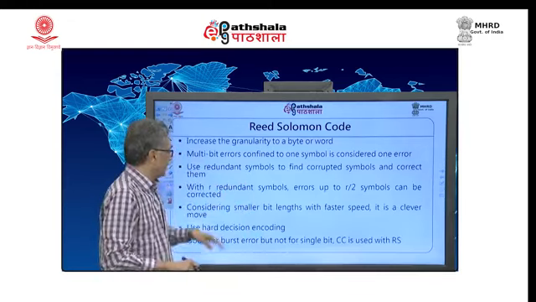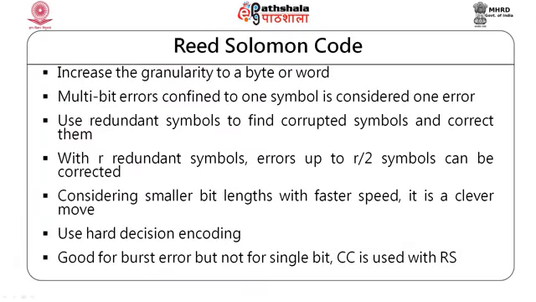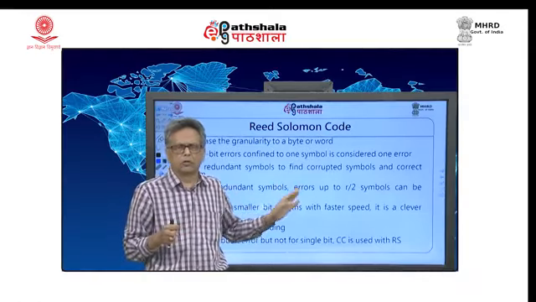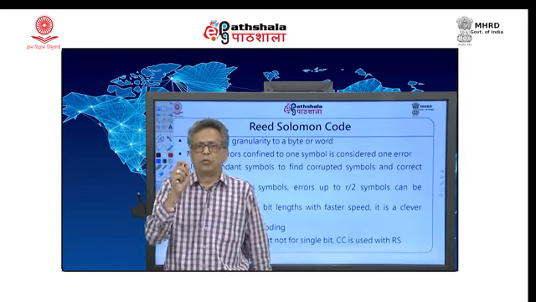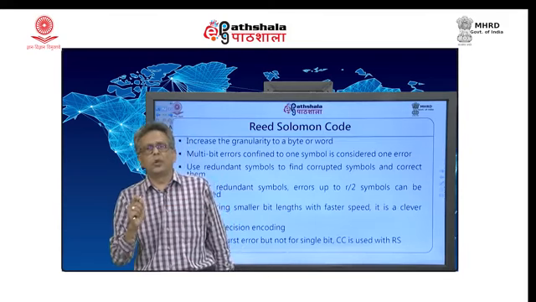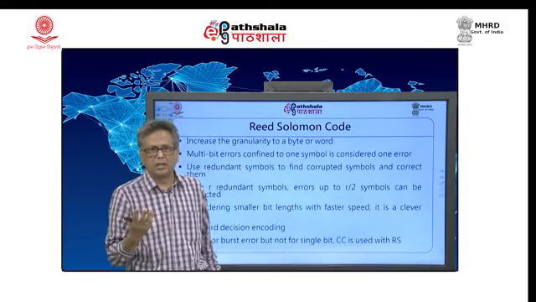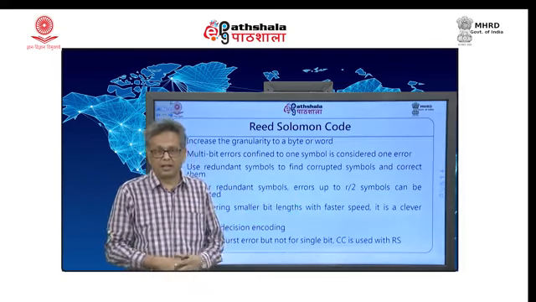Okay. And if you have total R symbols, you can correct R by 2. For example, if you have 32 redundant symbols, which is a normal process, one of the most used Reed-Solomon codes uses 32 redundant symbols. So, it is used in 802.11. That 32 symbols will catch 16 symbol errors. So, 16 into 8, okay, 128 bits error can be corrected in 802.11.